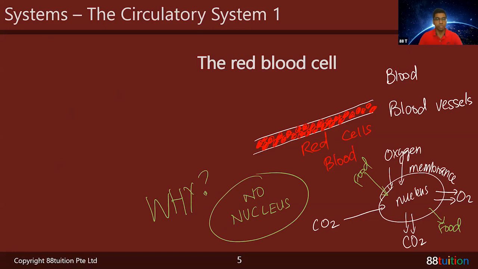Anyone want to raise your hand and tell me? Chloe. Hi, Chloe. Why is there no nucleus in the red blood cell? This is a very important point to know because we study cells and we find that all cells need a brain to actually function, but red blood cells are unique in that they don't have a nucleus.